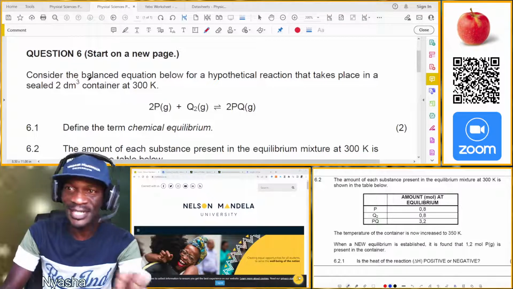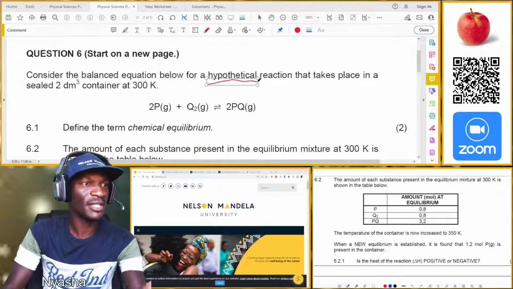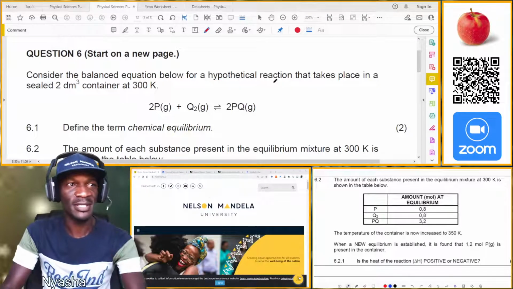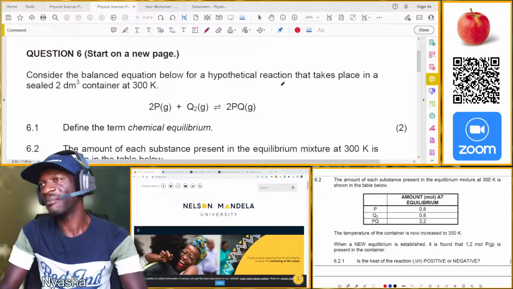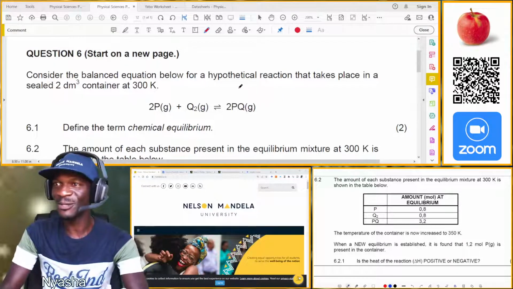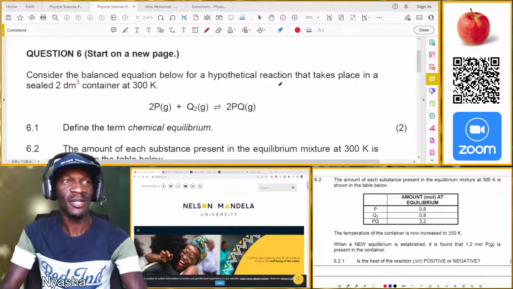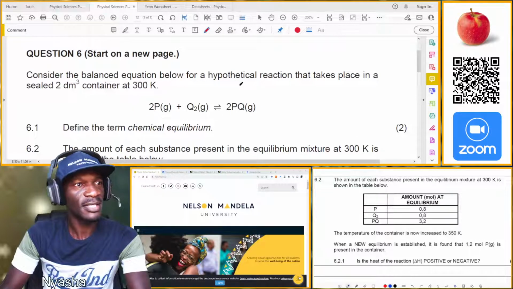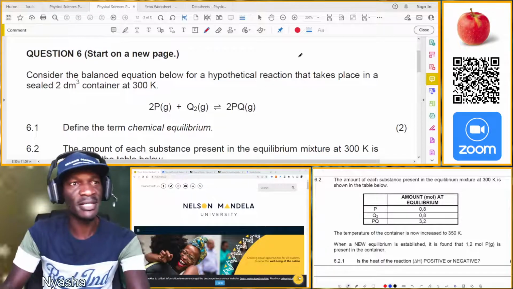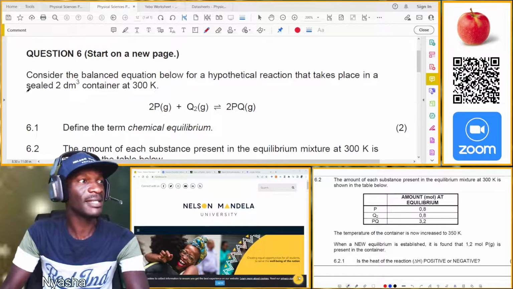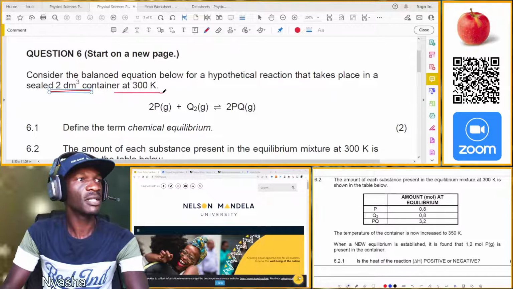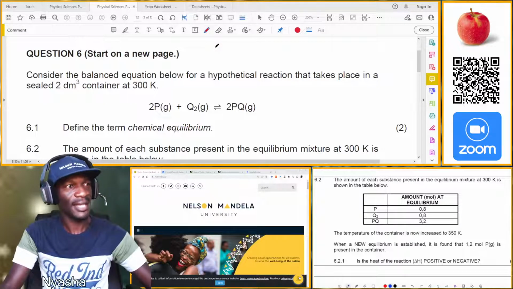So consider the balanced chemical reaction below for a hypothetical reaction. So it's not a real reaction. That's why I'm saying P and Q are just some unknowns. They are not known elements. It's not phosphorus. We are not talking of phosphorus. Q, I don't know what starts with Q. So this is a hypothetical reaction, just an imaginary reaction. It takes place in a sealed 2 dm cubed container at 300 K.